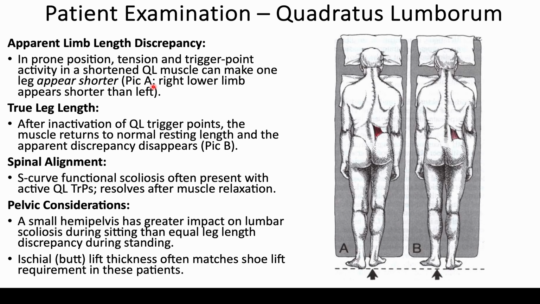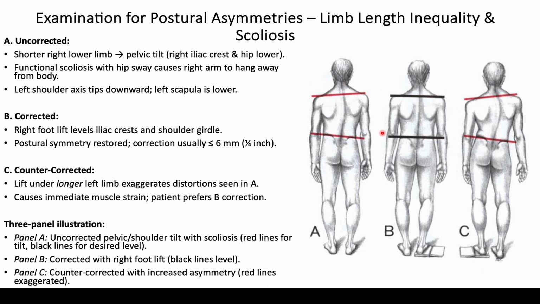Patient examination. The reason why this is so important is because the QL, whether you have a patient sitting or lying prone like this, sometimes you might see that S-curve, and a lot of that S-curve is also driven by a shortened QL. So when someone comes in with, for example, a scoliosis, even a younger child, it's so important to look at the QL and see whether that's the cause of that scoliosis.